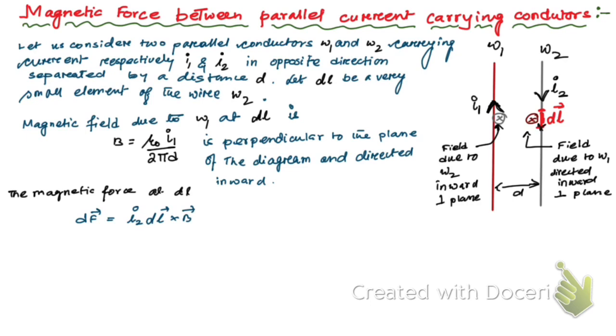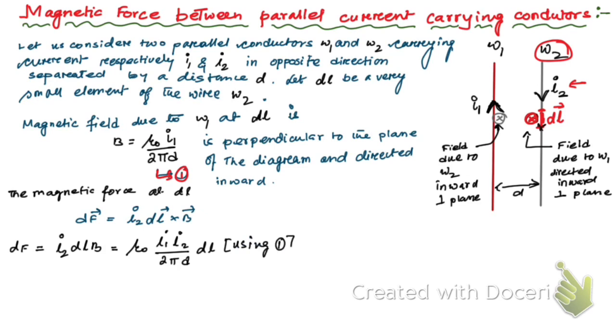So what is going to be its magnitude? I have taken this as equation number 1, right? Its magnitude will be given by I2. Here we are going to find the force experienced by W2 when it is kept in the magnetic field produced due to W1, and W2 carries current I2, so that's why it is going to experience this force. Here I have used equation number 1, so I have used this value here.